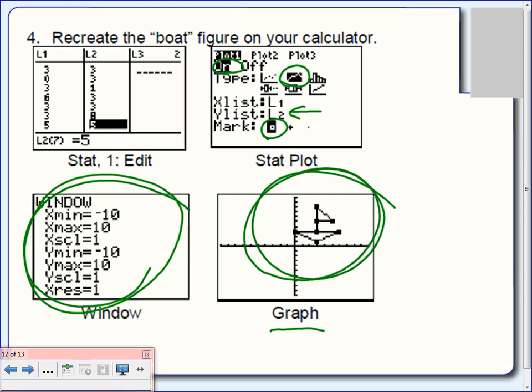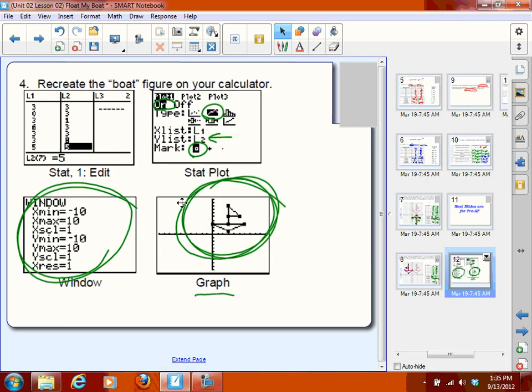So I want to see a boat on your calculator. Once you get a boat on there, let me take a look at it, and then we'll take it one step further from there. Okay? All right, I'll be right over there.